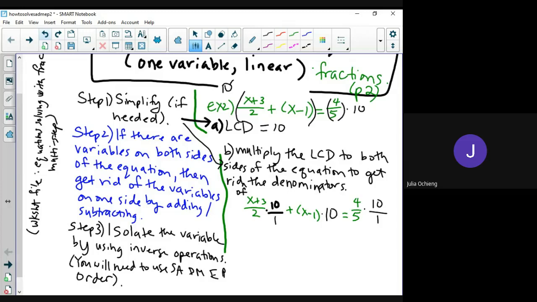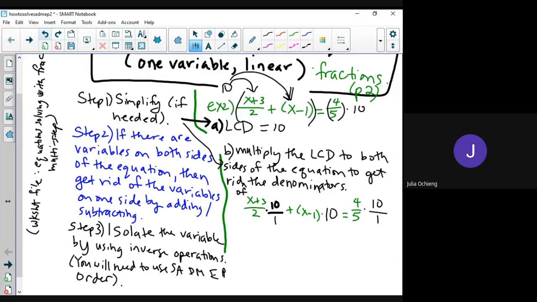So this 10 has to be distributed to that first fraction, and it also has to be distributed to that second parentheses, because the 10 gets distributed to everything that's added or subtracted. So every term. So this is the first thing, and then it's going to also be multiplied to that second parentheses. Okay? So you have to distribute it to both terms, the x plus 3 over 2, which is that first fraction, and then the x minus 1.